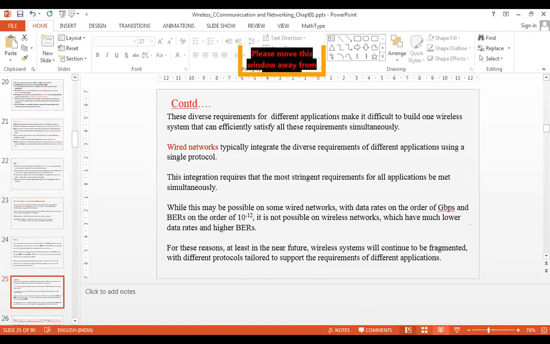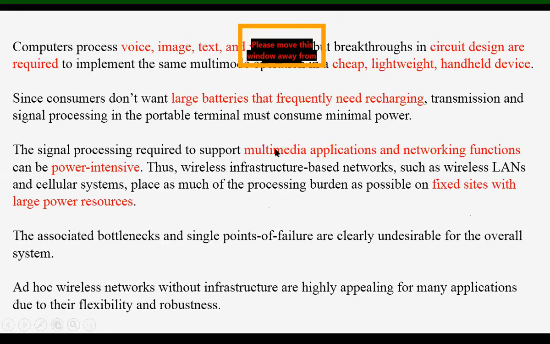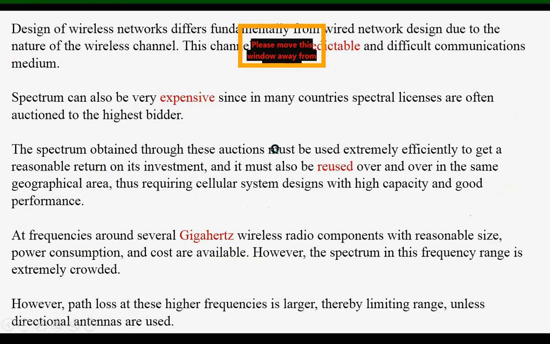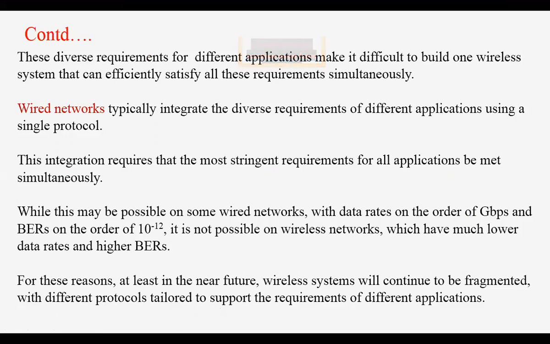Now continuing with these points. These diverse requirements for different applications make it difficult to build one wireless system that can efficiently satisfy all the requirements simultaneously. Wired networks typically integrate the diverse requirements of different applications using a single protocol, and this integration requires that the most stringent requirements of all applications be met simultaneously.